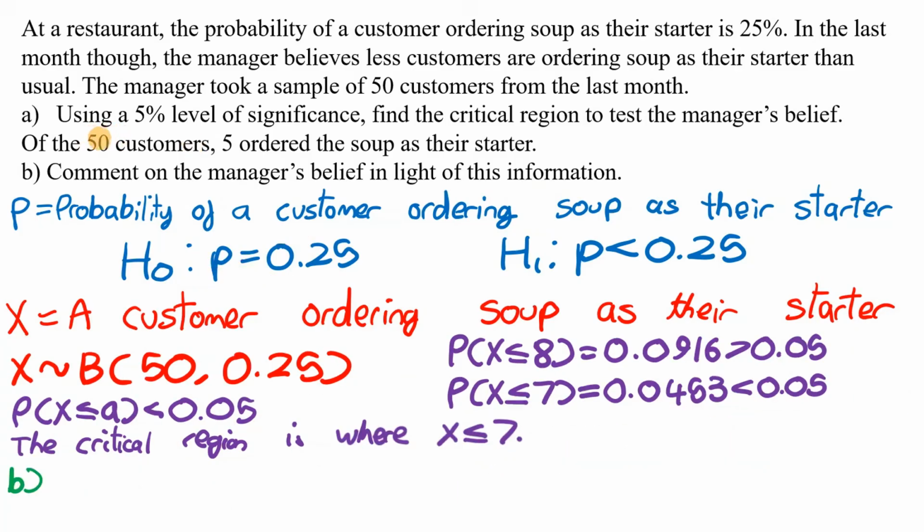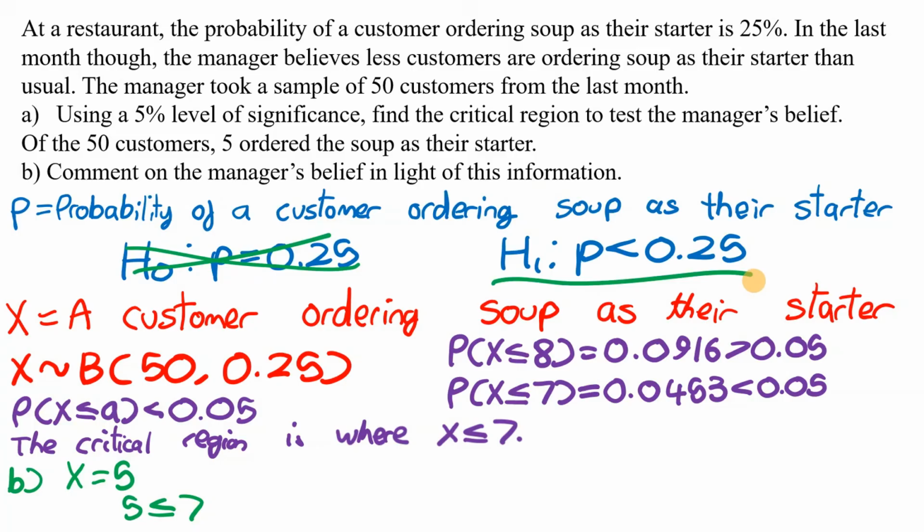Okay, and then we're told that of the 50 customers, 5 ordered the soup as their starter. And for part B, we need to comment on the manager's belief in light of this information. So 5 is the value of x, so x is equal to 5. The critical region is where x is less than or equal to 7. So 5 is in the critical region because it's less than or equal to 7. So therefore we're going to reject the null hypothesis and accept the alternative hypothesis.